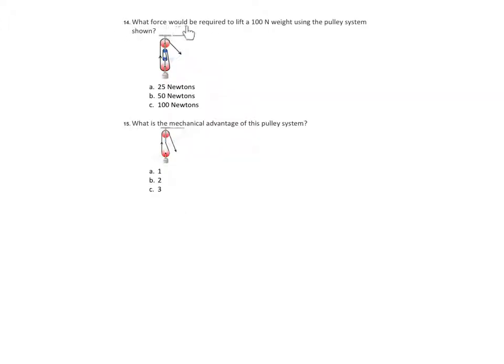Number 14. What would be required to lift a 100 Newton weight using the pulley system shown? A, 25 newtons. B, 50 newtons. C, 100 newtons. Number 15. What is the mechanical advantage of this pulley system? A, 1, B, 2, C, 3.